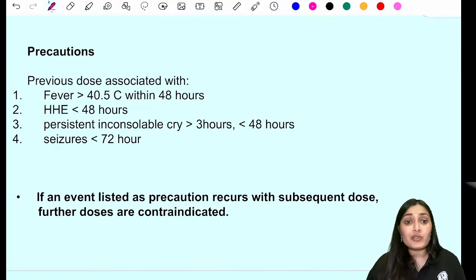So remember 4 precautions: very high grade fever more than 40.5 within 48 hours, HHE within 48 hours, persistent inconsolable cry for more than 3 hours within 48 hours of receiving the vaccine, and seizures within 72 hours. Right? If any of these events happens with the subsequent dose, further doses are contraindicated.